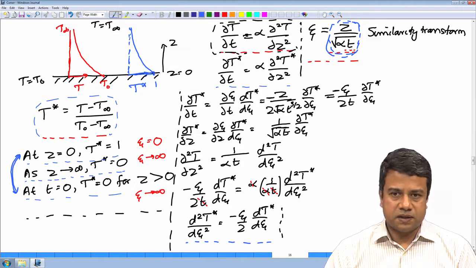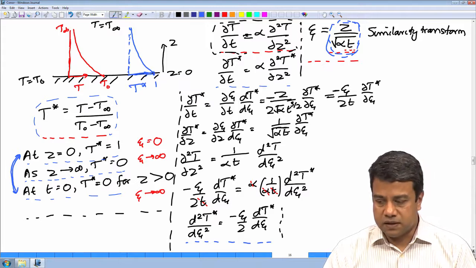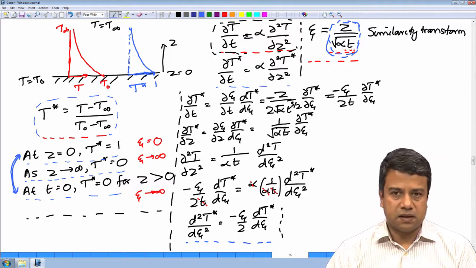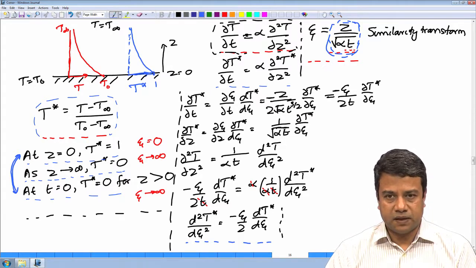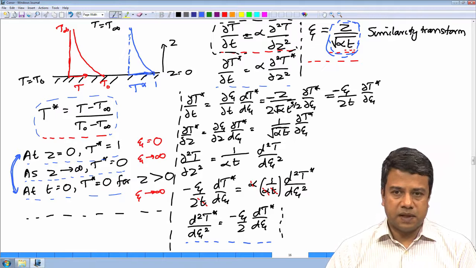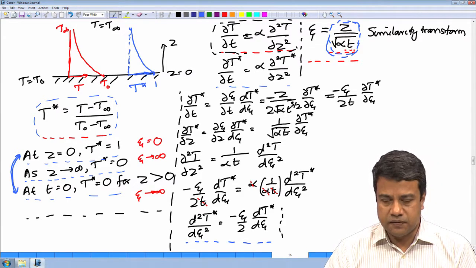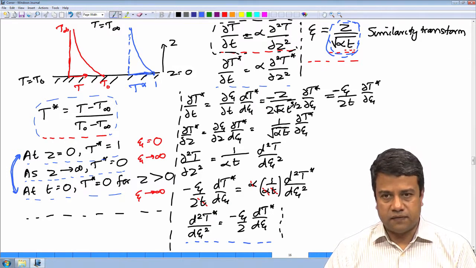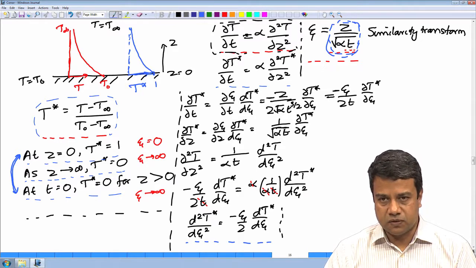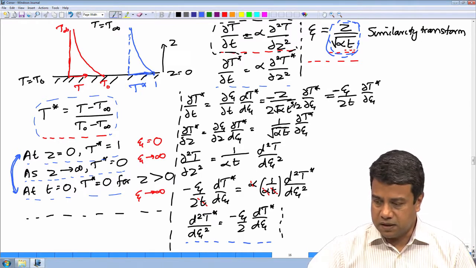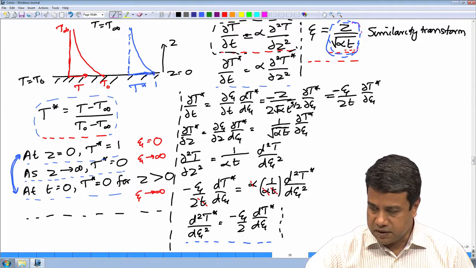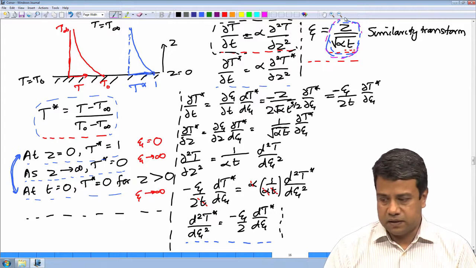And then we had used this additional bit of insight. Since there are no time or length scales in the problem by which one can scale the distance and time, the only dimensional parameter in this problem is the thermal diffusivity alpha. There are no other dimensional parameters. So, out of length, time and alpha, one can get only one dimensionless group, and that is this dimensionless group here, which I had called the similarity variable in the previous lecture.